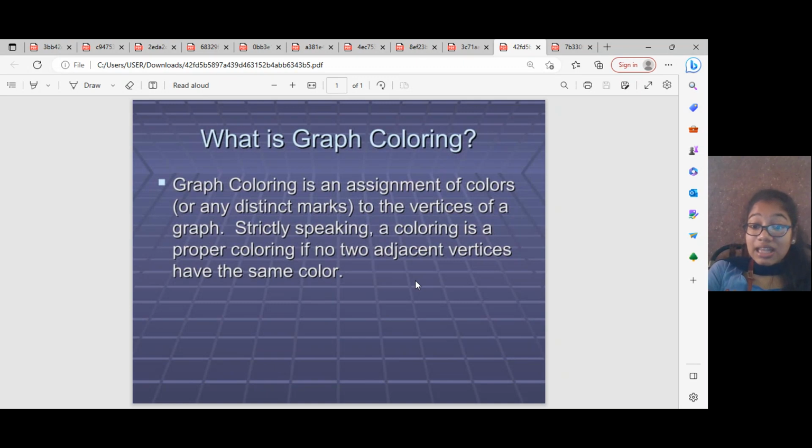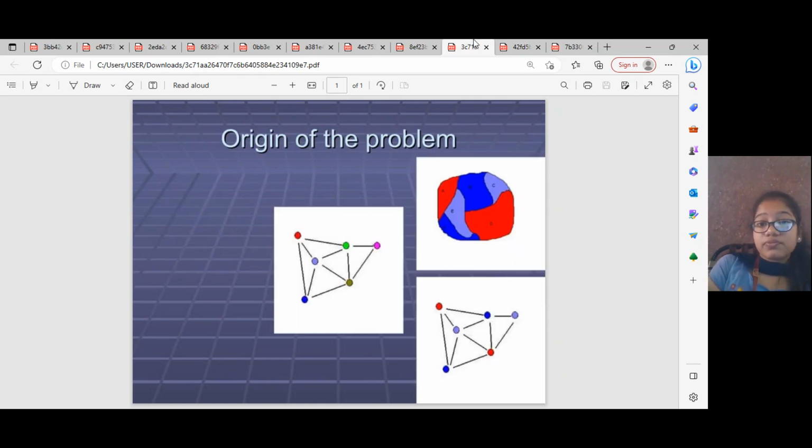Graph coloring is an assignment of colors or any distinct marks to the vertices of a graph. Strictly speaking, a coloring is a proper coloring if no two adjacent vertices have the same color. So the constraints for the graph coloring method: the first one is we have to use the minimum number of colors, and the second one is no two adjacent nodes or vertices should have the same color. See, origin of the problem.